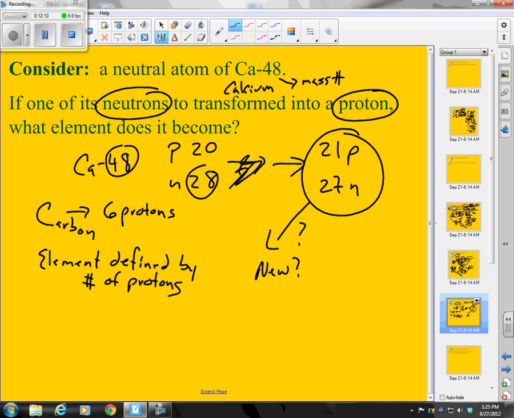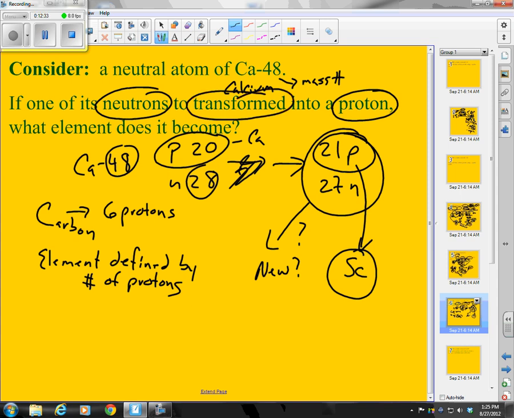Good. So I started off with 20 protons, so that was calcium. Now I have 21 protons. Is that still calcium? No, I look on my periodic table and I see that with 21 protons I have scandium, right? Sc. And so I have a new element. So a new element was formed when one of the neutrons became a proton. Got it? It is the number of protons right here. This is the important thing right here. The number of protons defines the element. If you change the number of protons, you're changing the element. Doesn't matter about changing the neutrons, just the protons. Good.